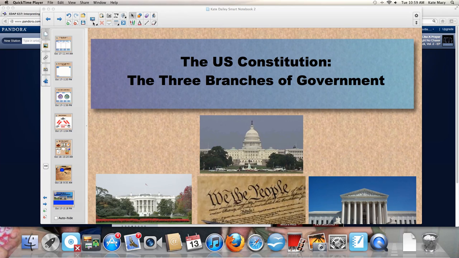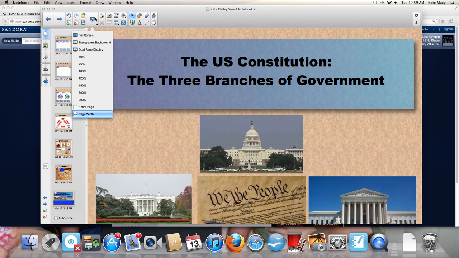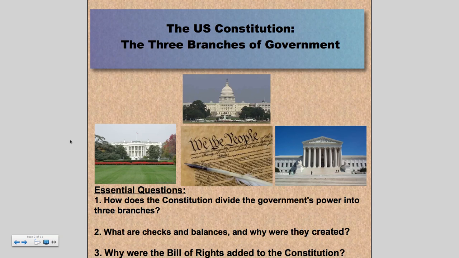We are going to be talking about the three branches of government, and we're going to be using a SmartNotebook. The essential questions that we're going to be asking are, how does the Constitution divide the government's power into three branches? So we're going to be talking about the three different branches. And what are the checks and balances and why were they created? And we're also going to be looking at the Bill of Rights and why they were added to the Constitution.